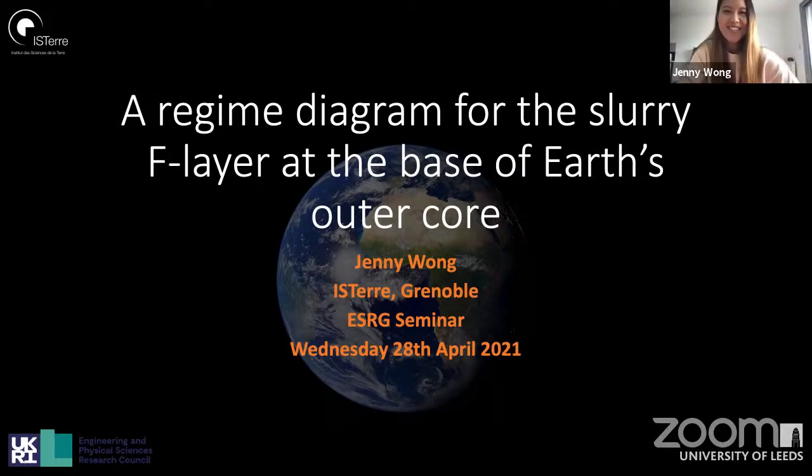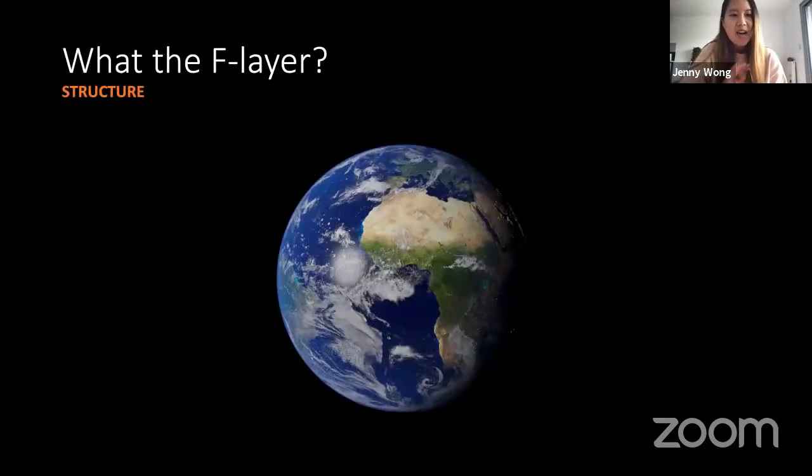Thank you for the introduction, Caitlin, and thank you for organising this and having me here. So yeah, it's a pleasure to present this work to you today, and it's about a regime diagram of the slurry F-layer at the bottom of the Earth's core. So the first thing that you might be thinking of is, if I change my slide, what is the F-layer?